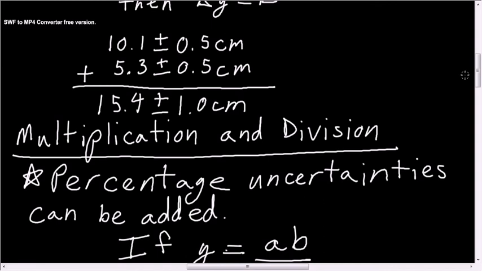So an easier way to look at that is, for example, we have 10.1 centimeters that has an absolute uncertainty of 0.5 centimeters, and I added it to 5.3 centimeters with an absolute uncertainty of 0.5 centimeters. This 0.5 centimeter uncertainty plus this 0.5 centimeter uncertainty combine to be 1 centimeter of uncertainty, and the other values add together just like normal.